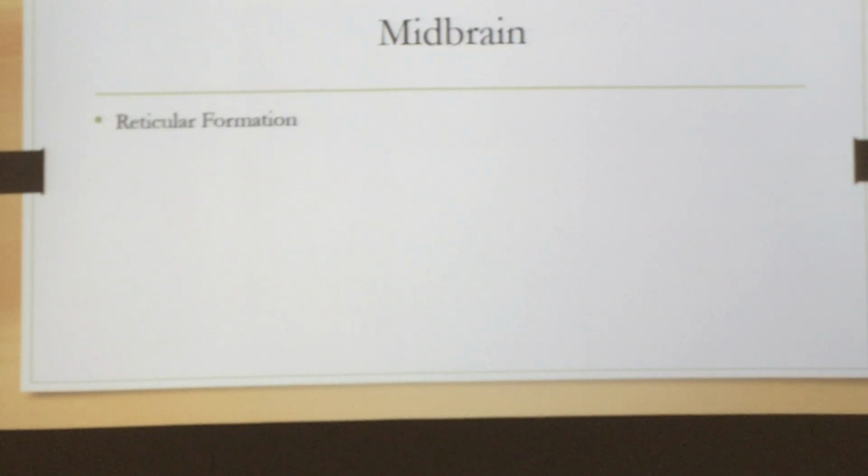The midbrain. You have a structure within the midbrain called the reticular formation. Now, the reticular formation is located in the midbrain, but it has fibers that go up into the forebrain and down into the hindbrain. So actually it has parts in all three areas, but most of it is going to be located in the midbrain.